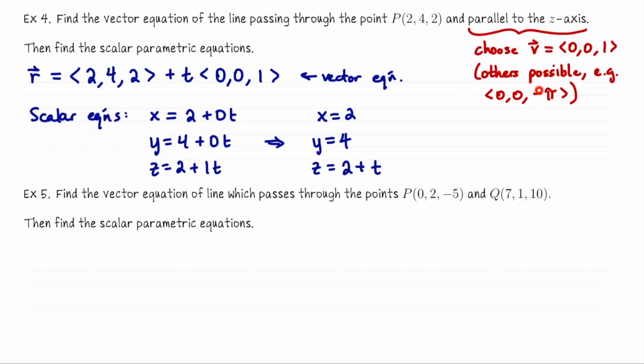Had I picked (0, 0, negative pi) to be my direction vector for this line, my first 2 equations would be unchanged, and my third scalar equation would be z equals 2 minus pi t. That set of equations would still describe the same line.